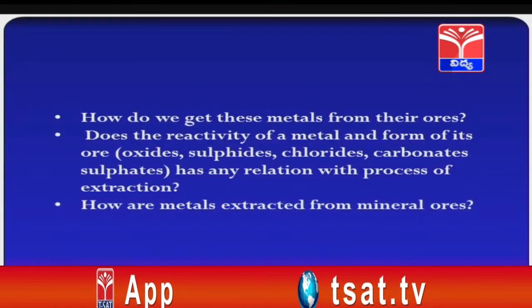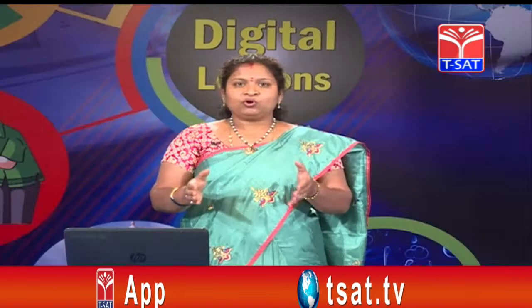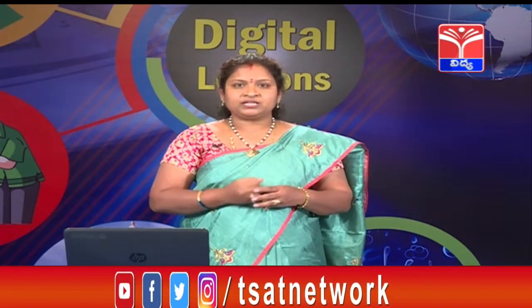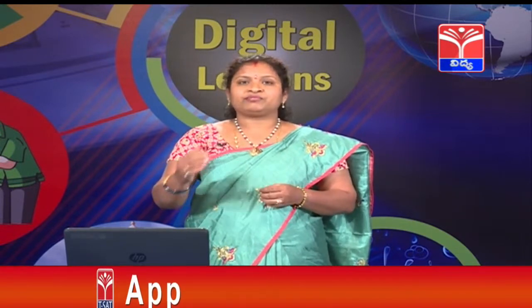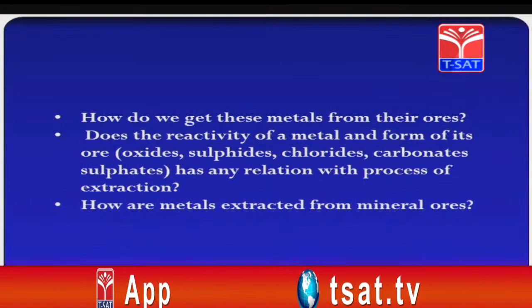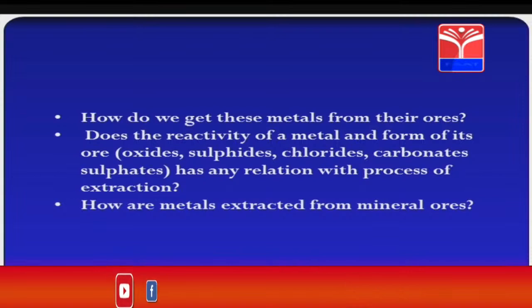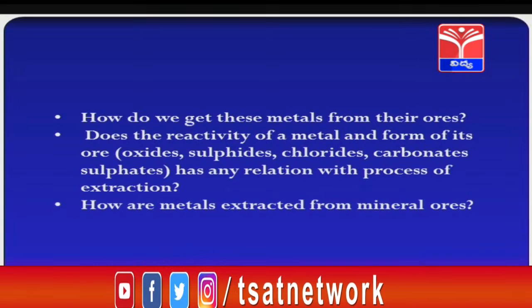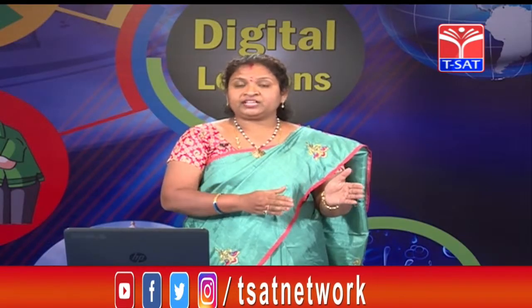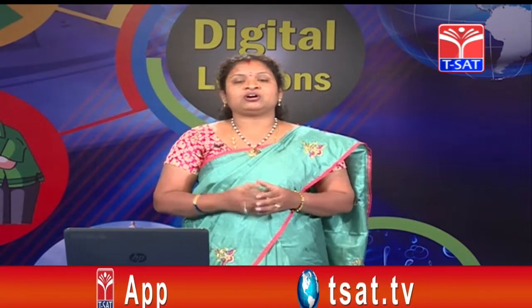Now, how do we get these metals from their ores? Children, ores, as I told you, are minerals and we are extracting metals from these ores. So, ores are nothing but obtained from the earth's crust. So, we have a process of extraction of metals from the ores. Does the reactivity of the metal and the form of its ore, like oxides, sulfides, chlorides, carbonates and sulfates, have any relation with the process of extraction? Yes. Depending upon the impurity present along with the metal, we have a process of extraction of the metals.